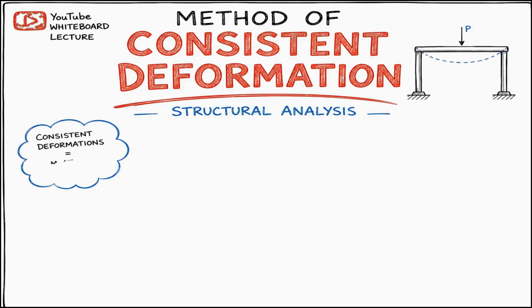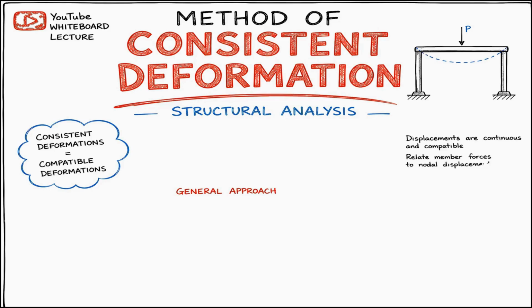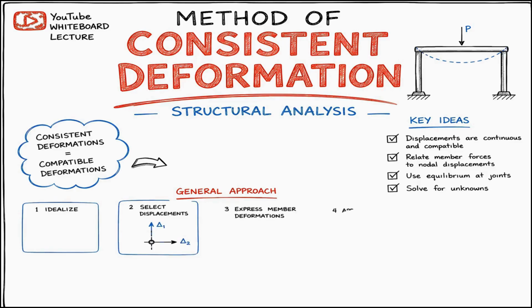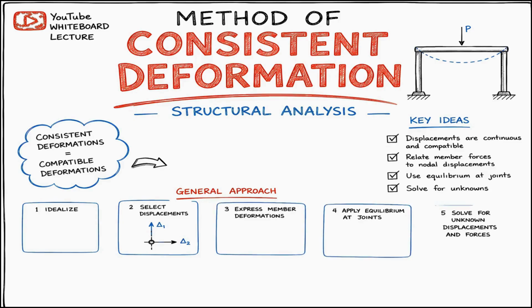Let me write that. Compatibility plus equilibrium equals solution. Here, compatibility means that the structure must deform in a physically possible manner. The supports, joints, and members must remain connected after deformation. The force method uses this compatibility condition to obtain the extra equations required for analysis.